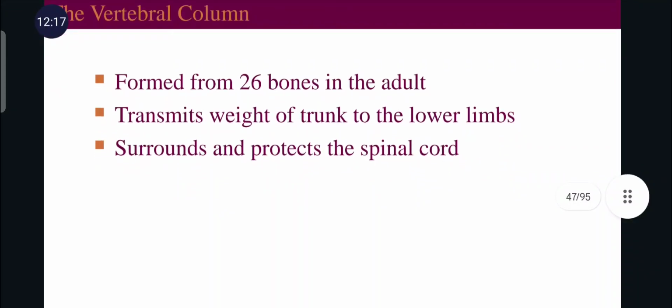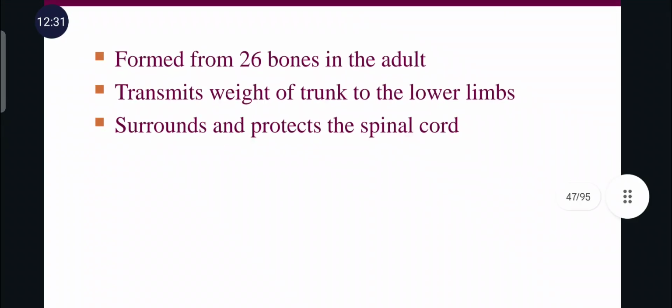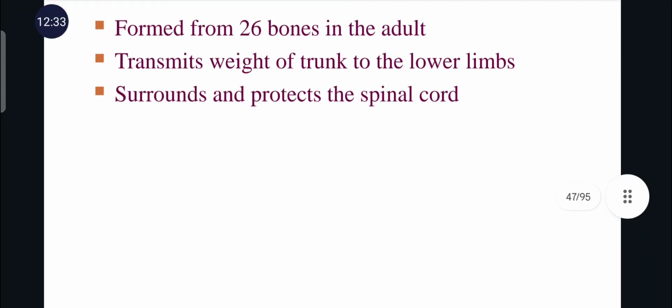Now, after the skull, the next part of the skeletal system is the vertebral column. The vertebral column comes next to the skull in the axial skeleton. It is formed of 26 bones in the adults. It transmits the weight of the trunk to the lower limbs and surrounds and protects the spinal cord. This vertebral column is the place for the spinal cord.